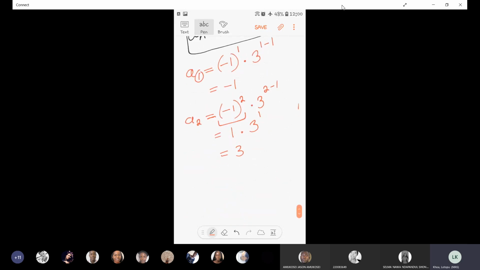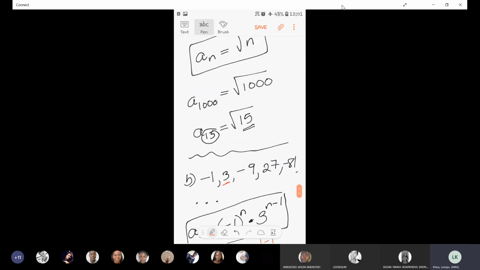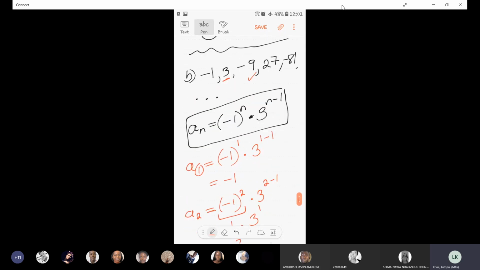So we can look at the third one, a_3. This is -1 to the power of 3, that's my n, multiplied by 3 to the power of 3 minus 1. So this is -1 cubed, that is -1, and then we multiply this by 3 to the power of 2, which is 9, and then I will get -9. If we look at my sequence, that is also correct. So this is one formula that we can use to describe the nth term.